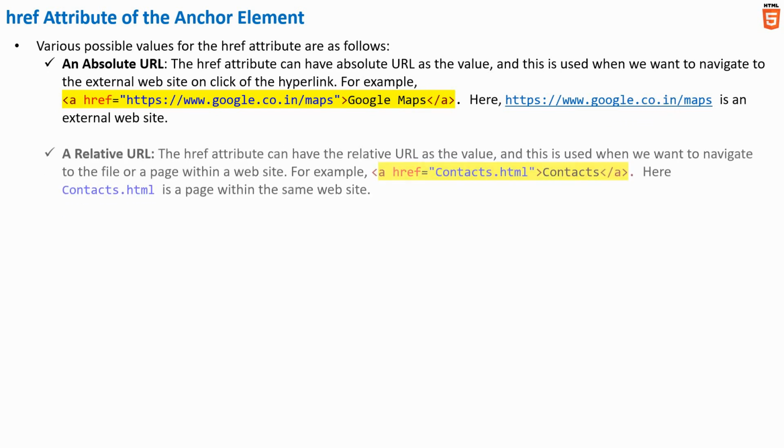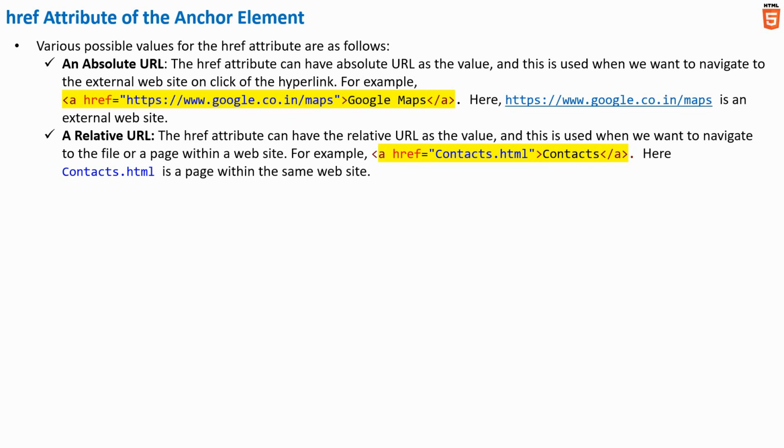The second value for the href attribute can be a relative URL. Here the href attribute can have a relative URL as the value, and this is used when we want to navigate to a file or a page within the same website. For example, I will be having multiple pages in a single website and I want to navigate from one web page to the other web page. So by using a relative URL as the value of the href attribute, we can navigate from one page to the other page within the same website.